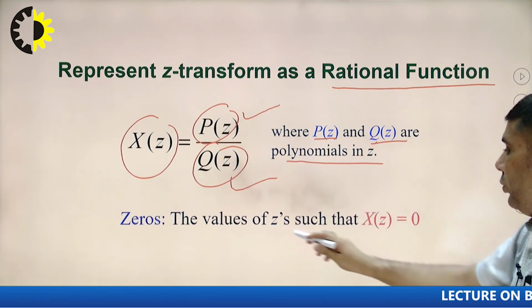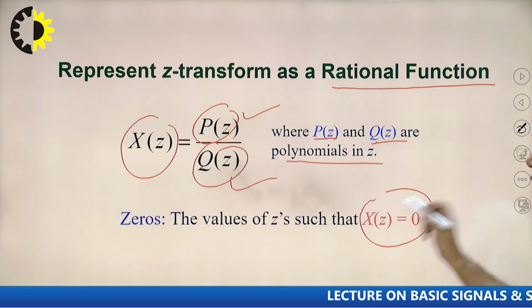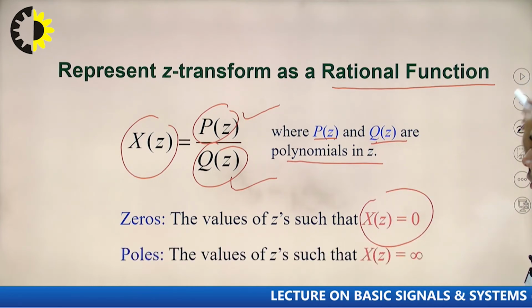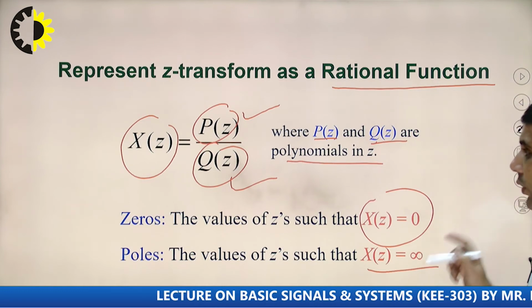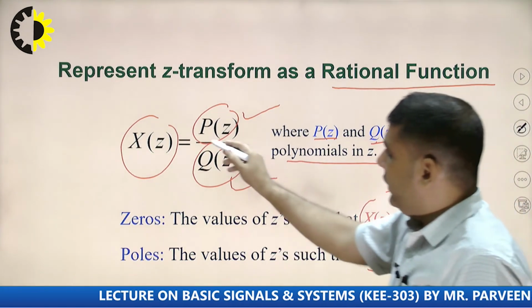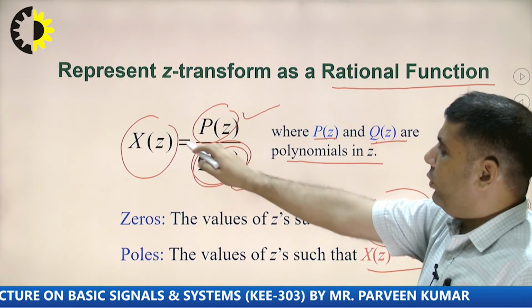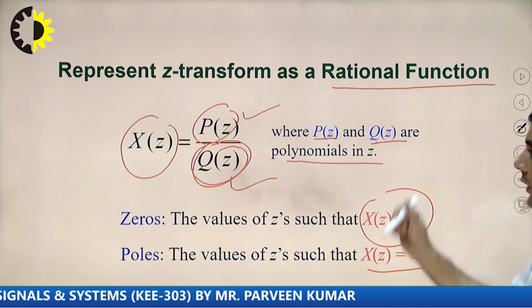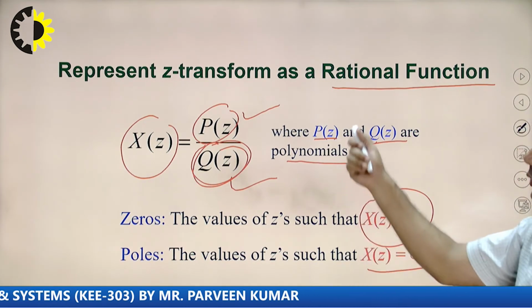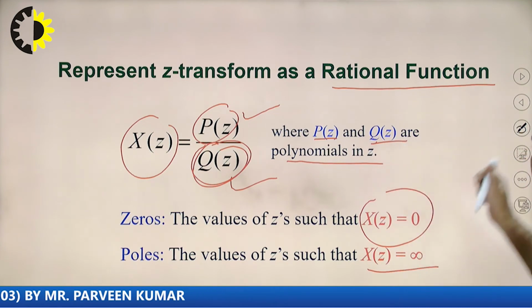So zeros: the value of z such that X(z) is equal to 0 is known as zeros, and the value of z such that X(z) becomes infinite. So which one has the power to make the function infinite? Obviously the denominator polynomial Q(z). So P(z) roots are zeros and Q(z) roots are poles, and if we plot them in the z plane, then we can easily define the stability and causality of the system based on the pole zero plot in z transform domain.